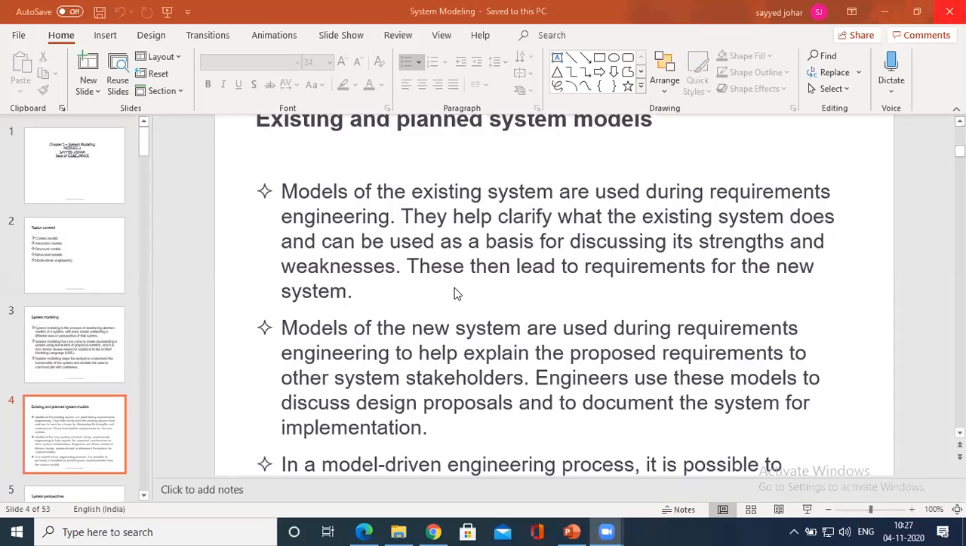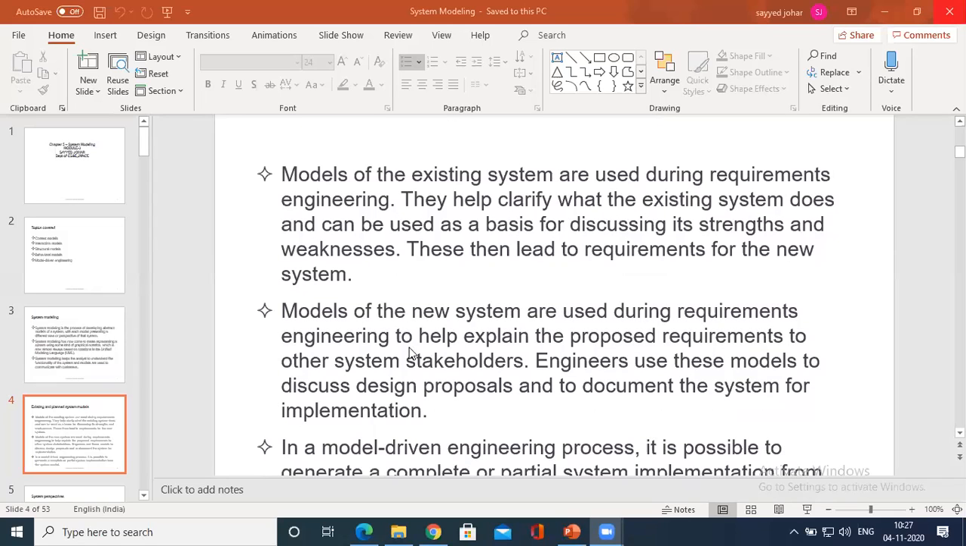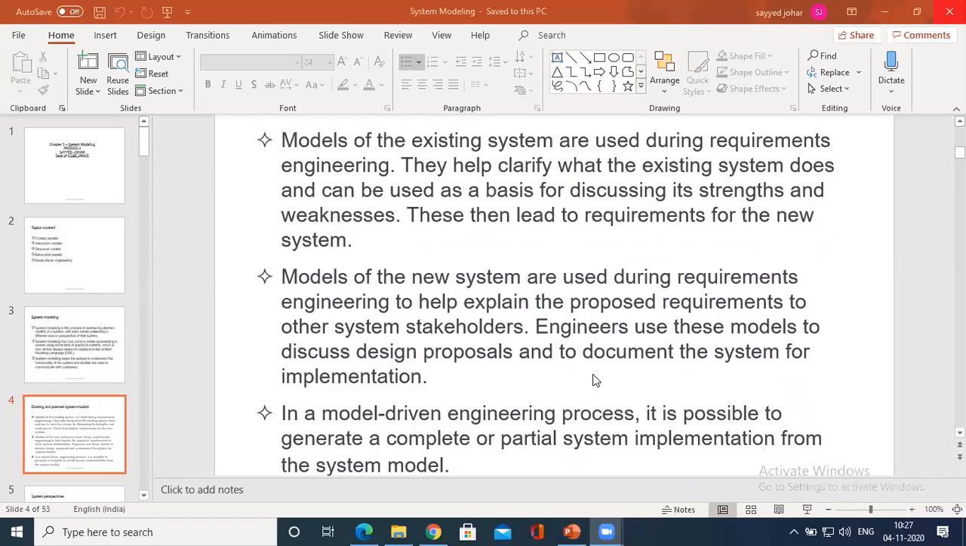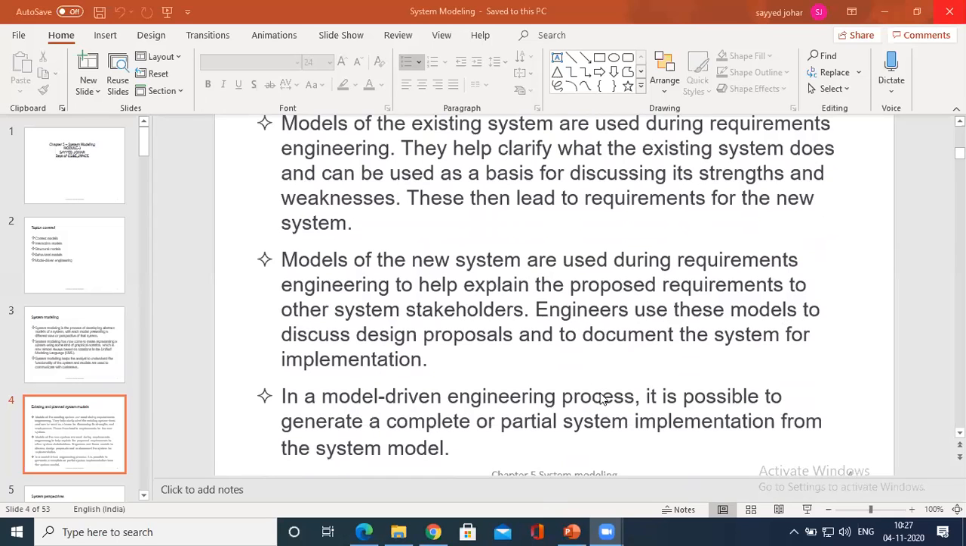From this you can develop a new requirement, which then leads to the new requirement for the new system. So the models of the new systems are used during requirements engineering to help explain the proposed system, that is, what you are going to develop. It is called a proposed requirement to the other systems or the stakeholders. And usually the technical people, the engineers here, use these models to discuss design proposals.